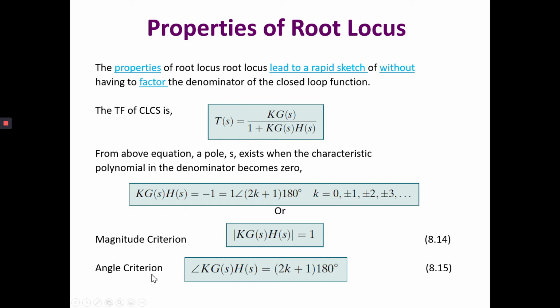But if the angle of the complex number is not an odd multiple of 180, meaning that the value of s is not a pole for any particular value of k. So based on this equation, if the angle criterion is satisfied at 180, we determine the unknown gain k by rearranging the equation, which is k equal to 1 over the magnitude of GH.